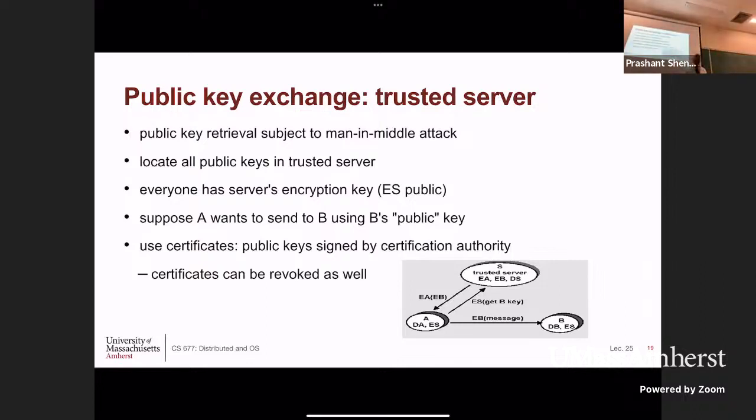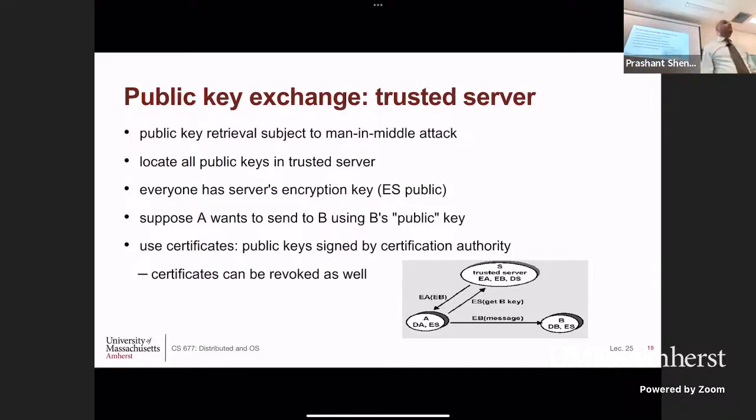You can even put it on your website. Somebody can download it. Even if the website is hacked and they replace the key, it will be signed with somebody else's name, because you cannot get the certification authority to give you an incorrect key. That's the assumption, that when they sign a key saying it belongs to Alice, it is Alice's key. That's the general assumption.